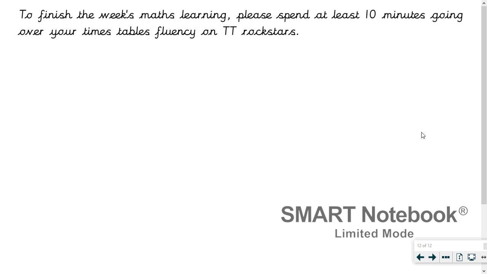To finish this week's maths learning, can you shut down the video once you're done with it, and then go on to TT Rockstars and spend 10 to 15 minutes practicing your times table fluency.